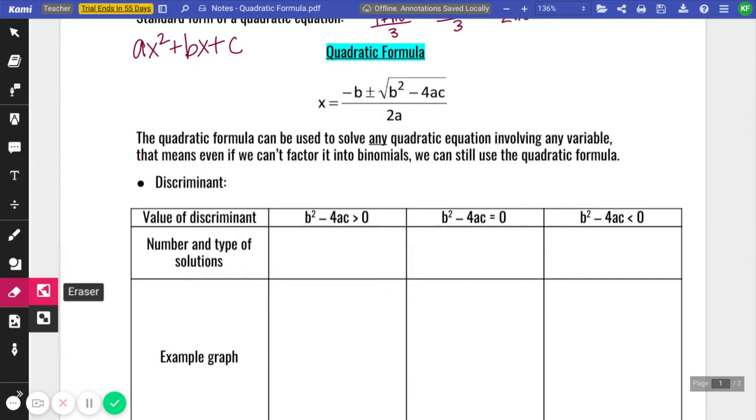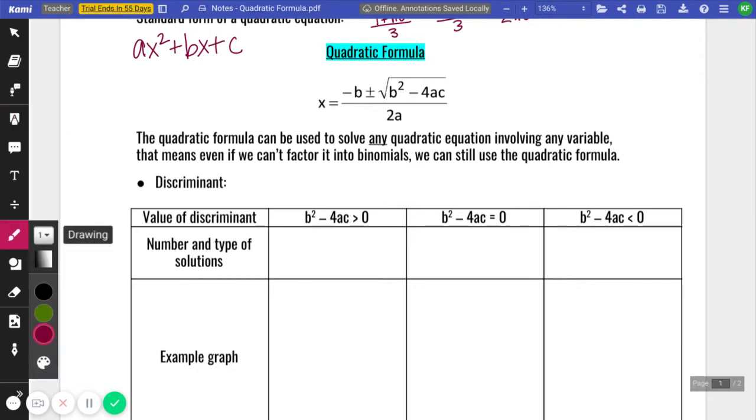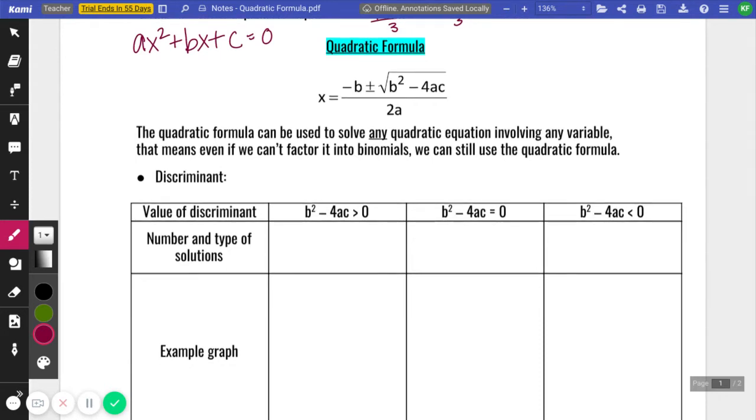The quadratic formula can be used to solve any quadratic equation. So anytime we see an ax squared plus bx plus c equal to 0, anytime we're told to solve a quadratic function, we could use the quadratic formula. That's super helpful if we have one that we maybe can't factor into binomials. So we can solve using the quadratic formula, even if factoring into binomials isn't an option.